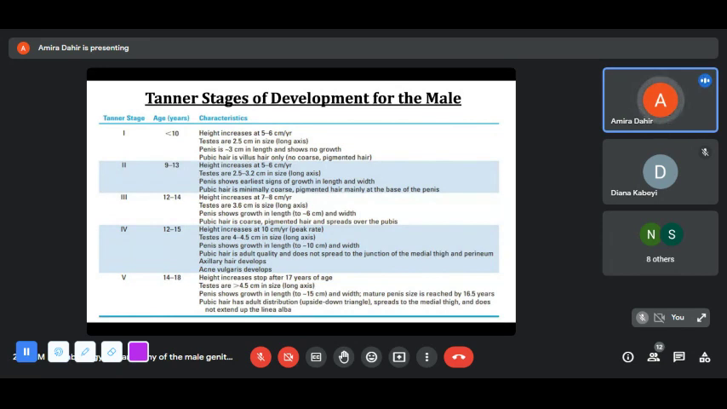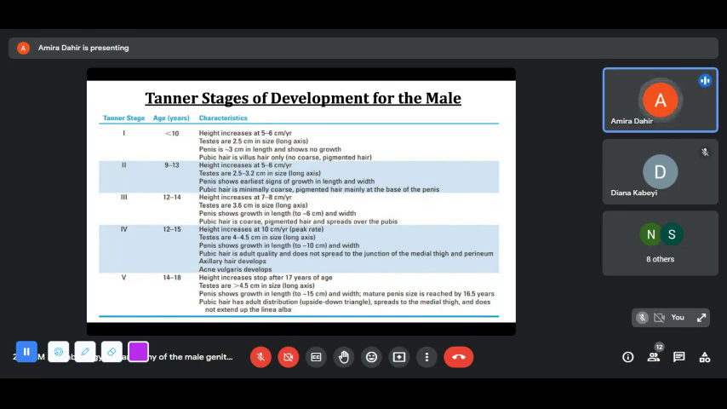And at stage 4, which coincides with 12 to 15 years, height increases at 10 centimeters per year, and that is the peak rate. The testes are 4 to 4.5 centimeters in size, long axis. The penis shows growth in length up to 10 centimeters and in width. And then we have pubic hair, which is adult but does not spread to the junction of the medial thigh and perineum. Also, we have the development of axillary hair, and acne vulgaris shows.